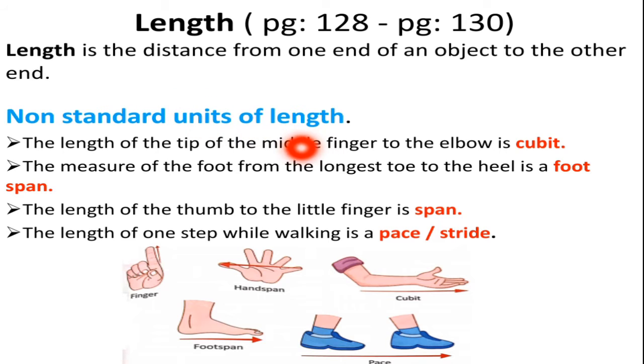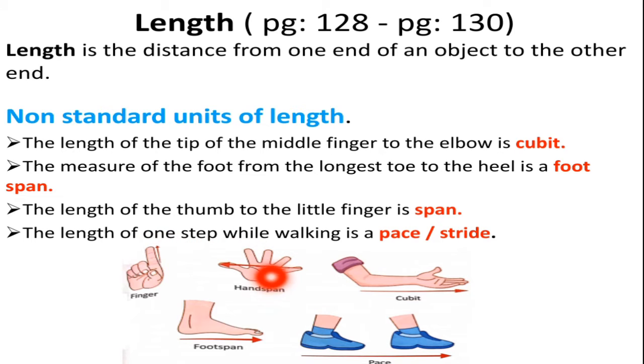Okay. How can you use your own body parts? The length from the tip of the middle finger to the elbow is called a cubit. This is one cubit. From the tip of the middle finger to your elbow is called a cubit, and the tip of the thumb to your little finger, the distance is called a hand span. The tip of the index finger to your knee bone is called one finger.